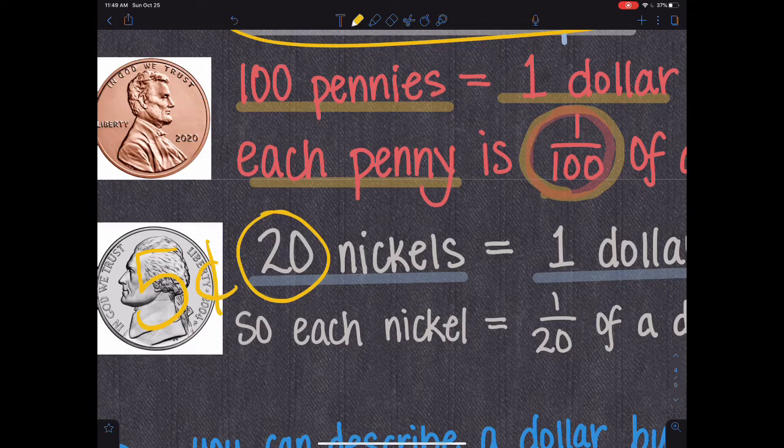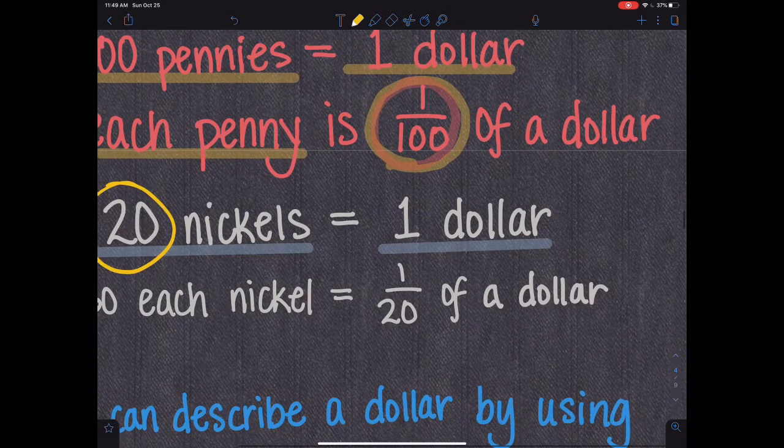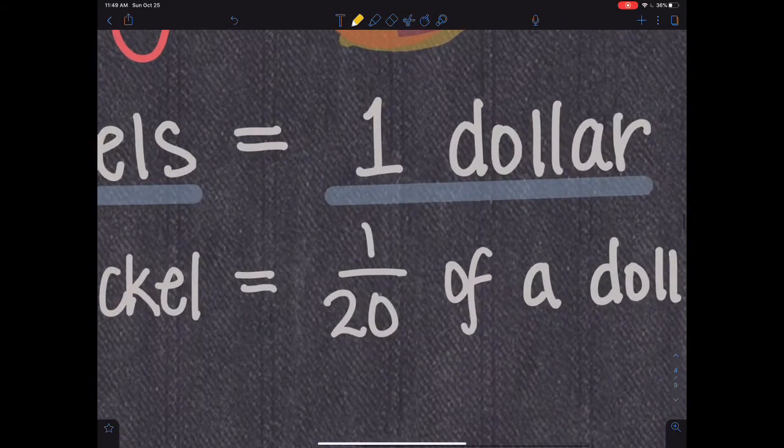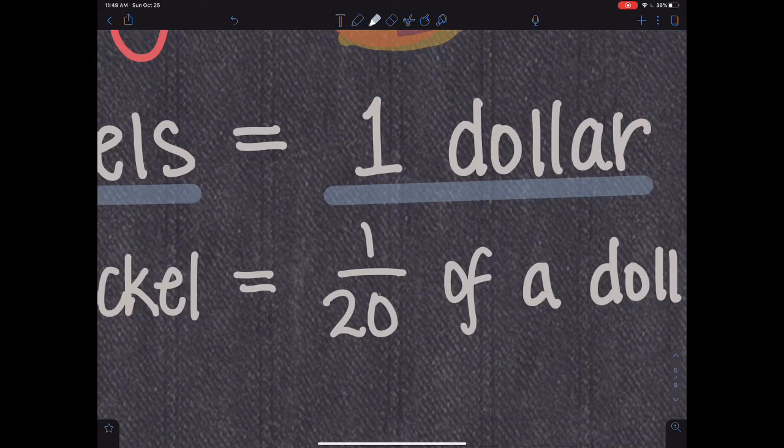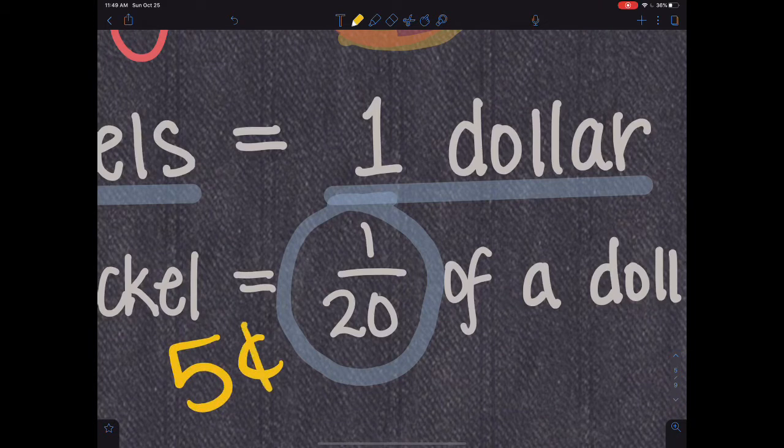So how much is each nickel worth? What fraction of a dollar? Well, since there are 20 nickels that go into a dollar, 20 goes here in the denominator. And 1, since we're talking about 1 nickel, that goes in the numerator. So a nickel is actually 1/20th of a dollar. You could also say that 5 cents is equal to 1/20th of a dollar.